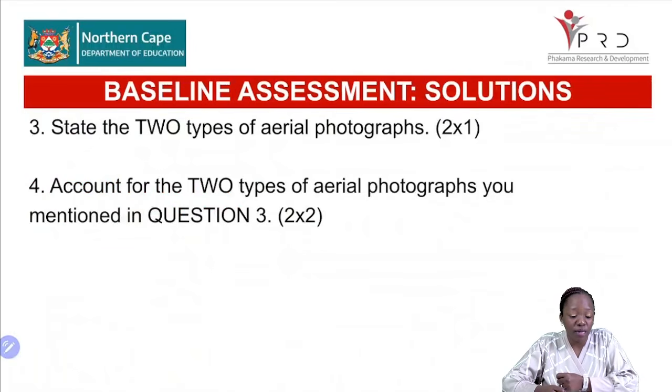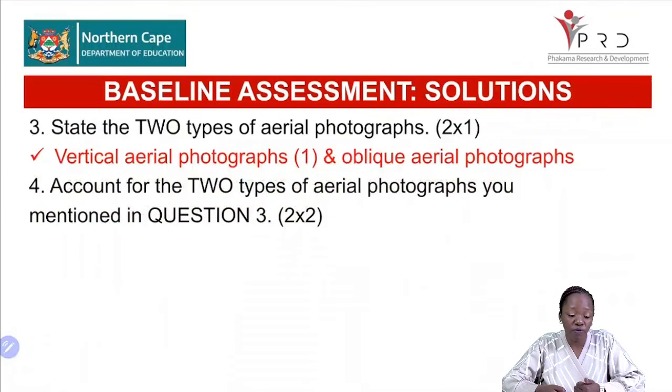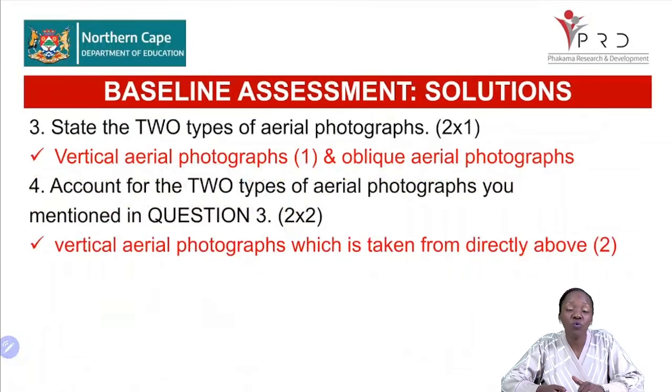Then we're looking at our third question. You state the 2 types of aerial photograph. We've got our vertical aerial photograph as well as our oblique aerial photograph. Then lastly, you are supposed to account for these types of aerial photographs that you have mentioned in question number 3, which is your vertical aerial as well as your oblique aerial. So we're going to start with the vertical aerial. Remember, we said these are the photographs that are taken from directly above. What are they using? They're using a satellite image to capture those pictures.